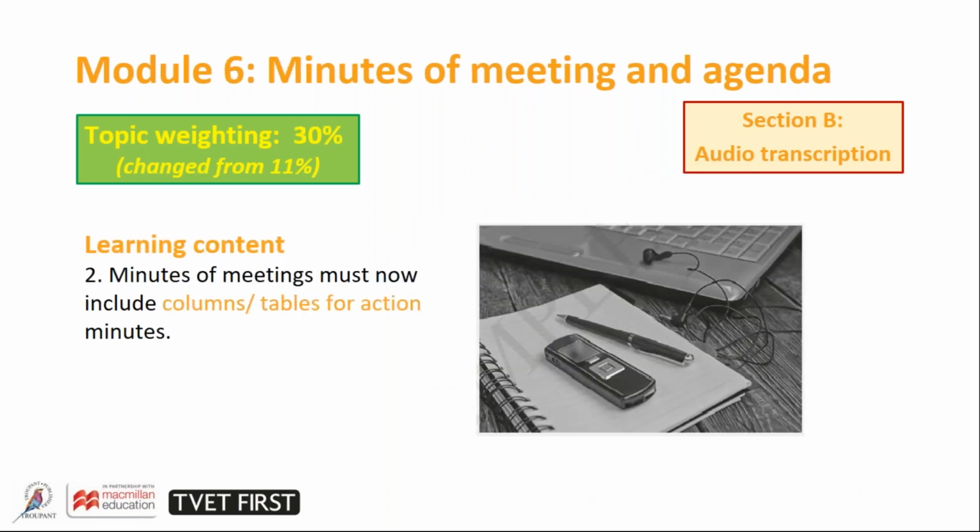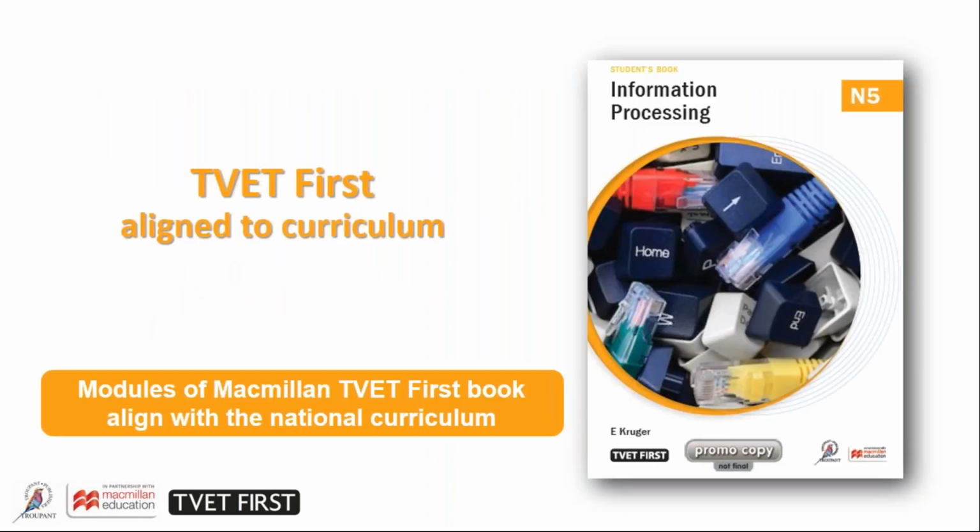And then Module 6, if you have a look, this is where your big jump comes in. You have changed from 11% to 30%. Learners must be able to type what they hear, and this is where it is going to be the most important, is in this section. Now what we're going to do, after we take a deep breath, we are going to have a look at how the TVET first book has been aligned to the curriculum.